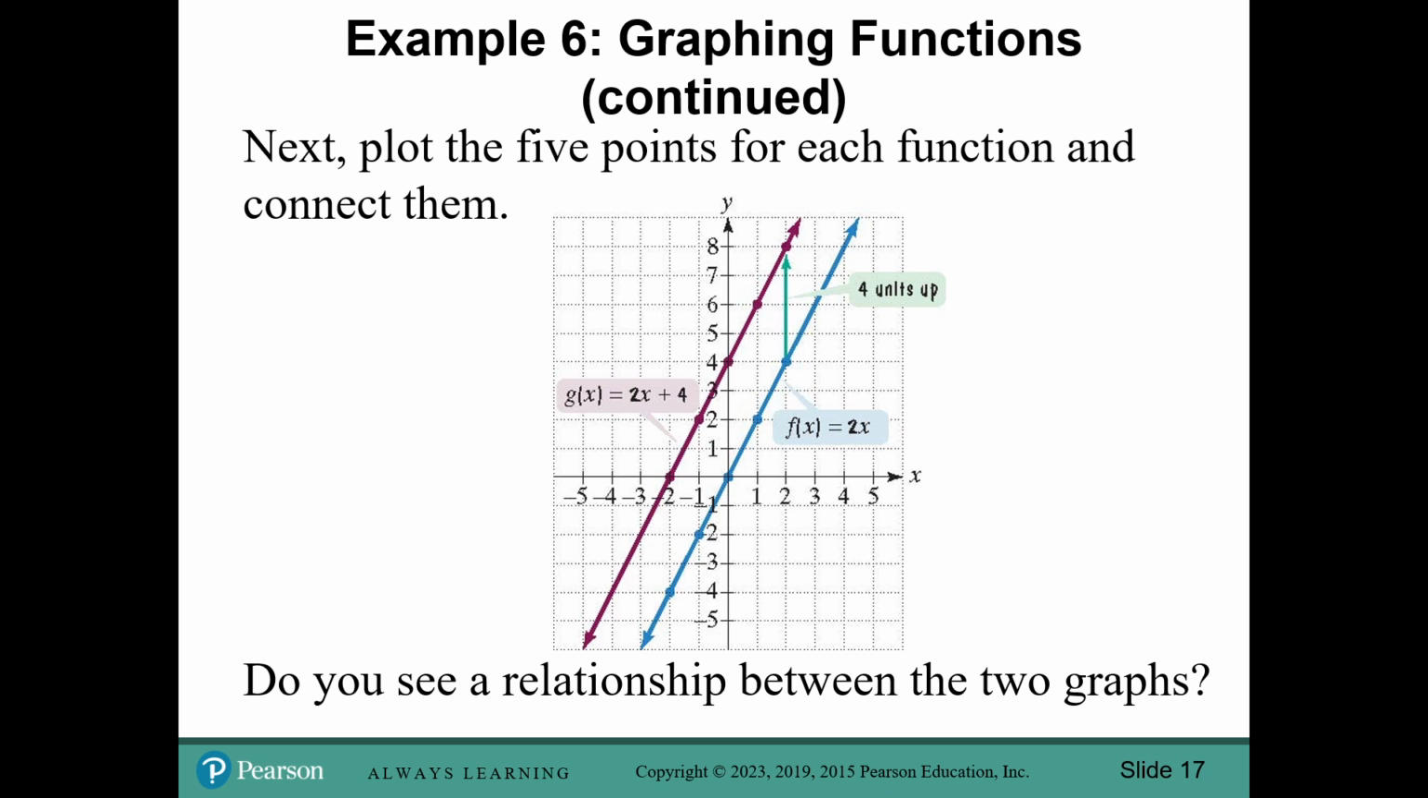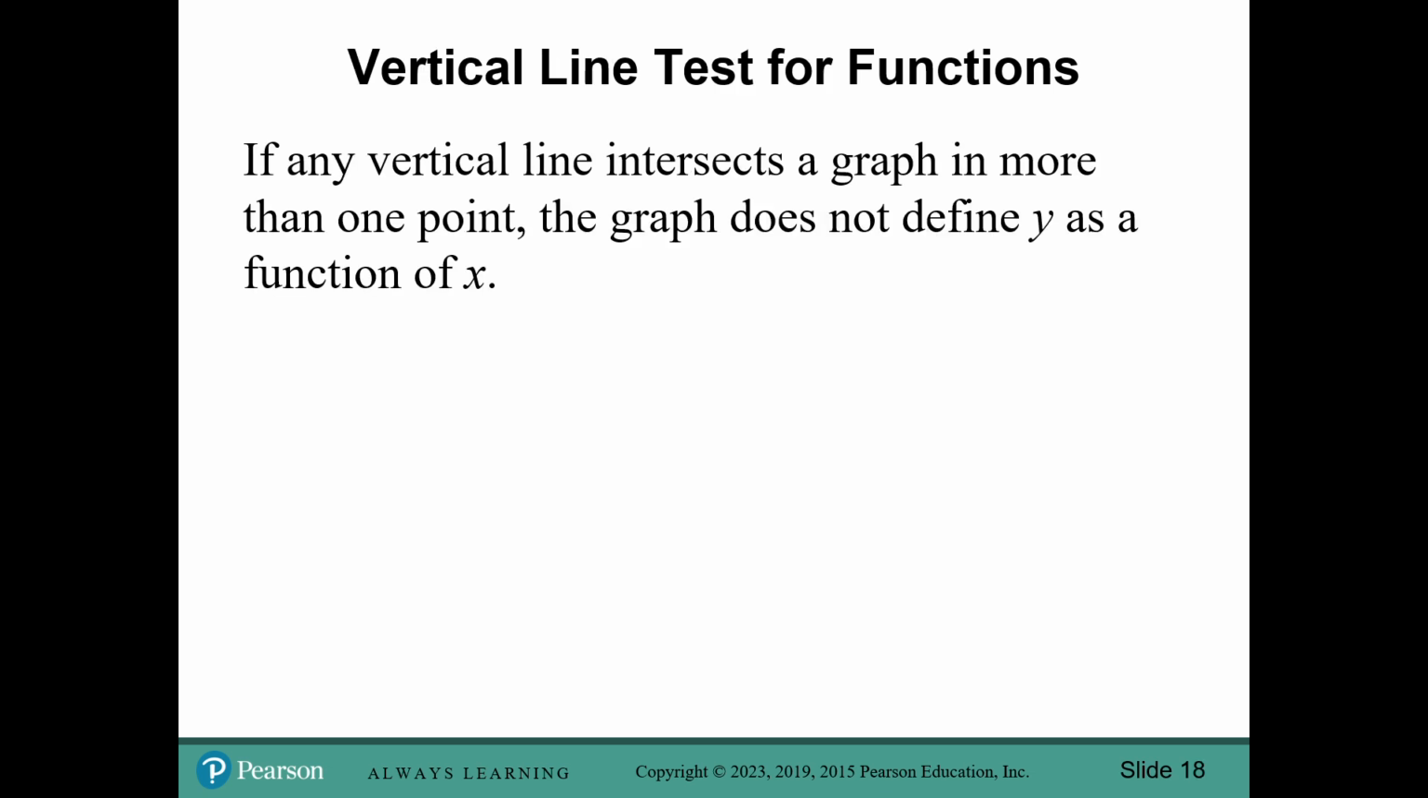Do you see the relationship between the graphs? And do you see how it shifted? So 2x is here, 2x plus 4 puts the graph 4 units up. So we had a vertical shift of the function.